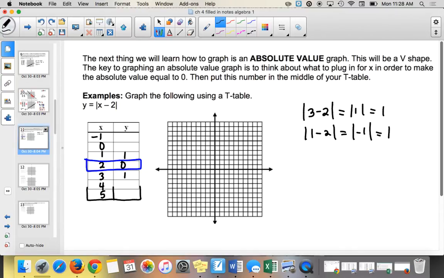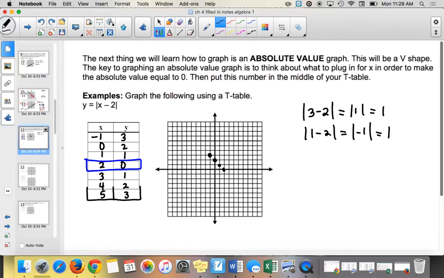What about if you plug in 4 or if you plug in 0? What do you get when you plug in 4? 2, right? What do you get when you plug in 0? Negative 2 in absolute values is 2. See how it works? And what do we get when we plug in 5? 3 and 3. All right, so I'm going to have negative 1. So go back 1, left 1, up 3. I'm going to have 0, comma 2. I'm going to have 1, comma 1.